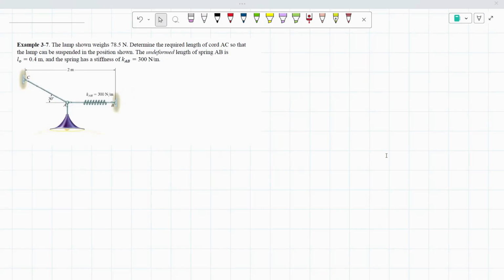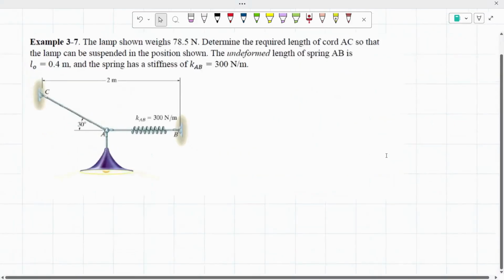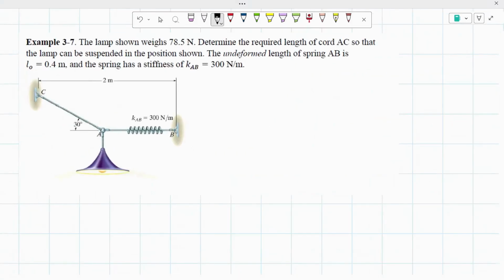Hello everyone, today we're going to be working on example 3-7, and this example is telling us that the lamp shown weighs 78.5 newtons, and to determine the required length of cord AC so that the lamp can be suspended in the position shown. The undeformed length of spring AB is 0.4 meters and the spring has a stiffness of 300 newtons per meter. So the first thing to remember is I'm just going to write out some equations that we are going to be using.